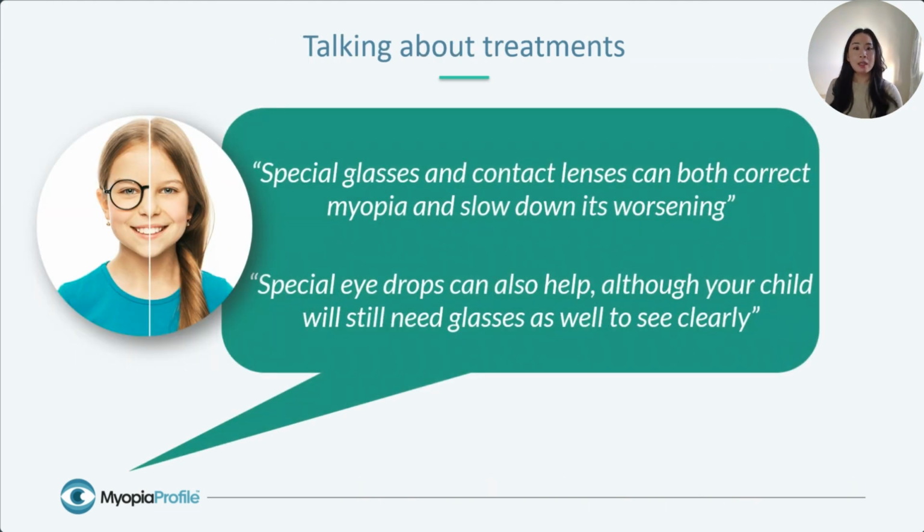What you can say when you're starting to discuss the different treatment options is that there are special spectacles and contact lenses that can both correct myopia and slow down its worsening. Special eye drops can also help, although your child will still need glasses or contact lenses as well to see clearly.